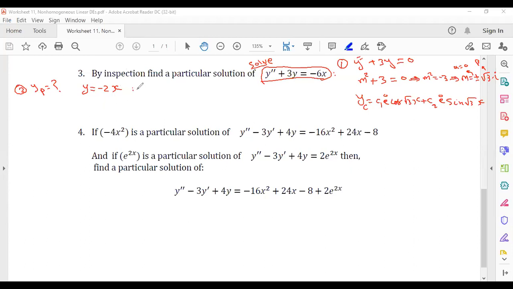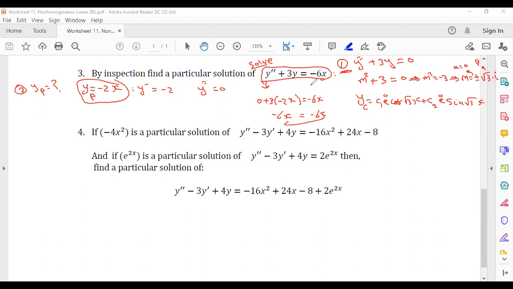So now I'm going to find the first derivative. The first derivative is negative 2 and the second derivative is 0. Let me plug into my equation: 0 plus 3 times my y, which is negative 2x, equals negative 6x on the right-hand side. 2 times negative 2 is negative 6x, equal to negative 6x. All right, so you deserve one chocolate, Rahma, because this is my YP.